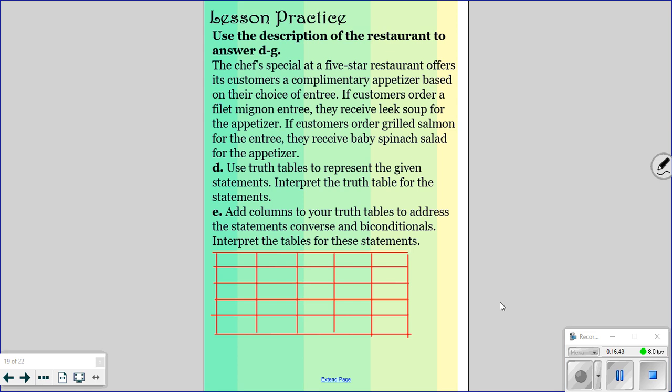All right, so we're going to start off with our P and Q. And they're always true, true, false, false, and true, false, true, false. Okay? And now we're going to add for the statement. So P implies Q. So that's going to be true, false, true, true. And it says interpret the truth table for the statements. So this is going to be true.